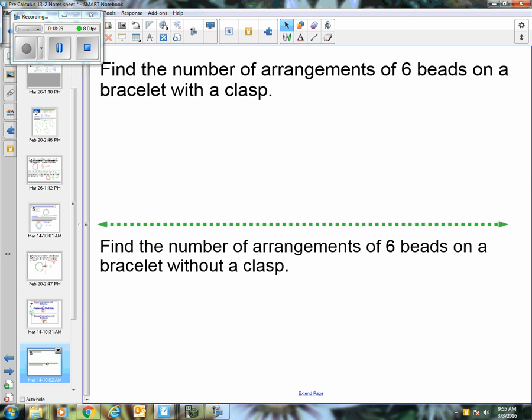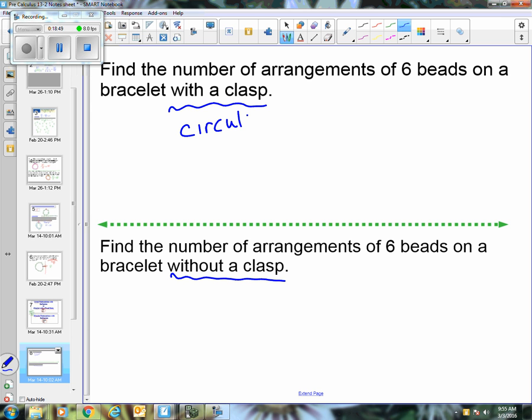All right, so let's take a look at 2 examples then to illustrate this. The difference between the top and the bottom. See if you can take a look at these two and decide what's the difference between the example on the top and the bottom. Pause the video if you need to. So I'm underlining something here. With a clasp means you have a circular arrangement, so it's circular with a fixed point.